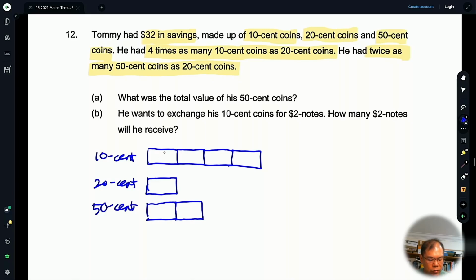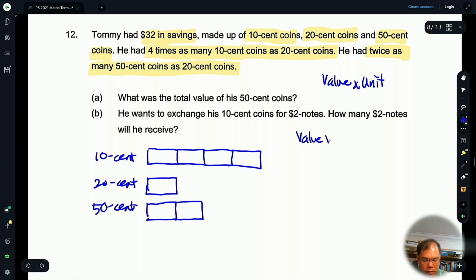Okay, so 4 units of coins are in 10-cent denominations, 1 unit of coins is in 20-cent denominations, and 2 units of coins is in 50-cent denomination. Now, the question only gave us in terms of the total value of the coins. So we need to do something what we call value times units to find the value of each denomination. So in this case, what is the value times unit of each denomination?